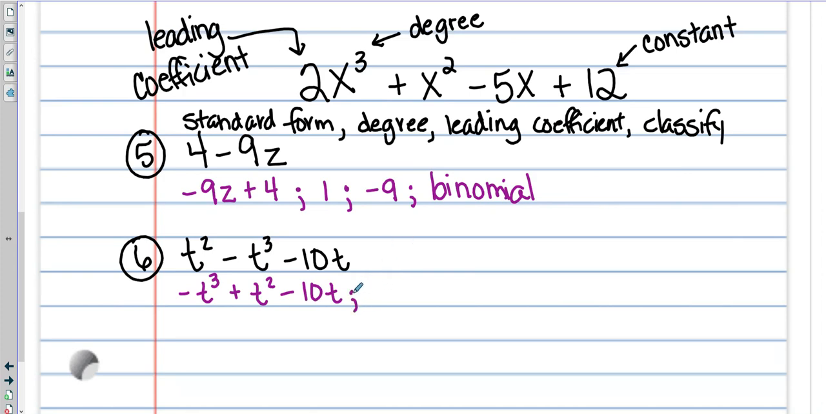So the next answer is what's the degree of the whole polynomial? 3. Next, what's the leading coefficient? Right here in front, -1. And then we have to classify it. What is the name of this polynomial? 1, 2, there's 3 terms. So we're going to say it's called a trinomial.